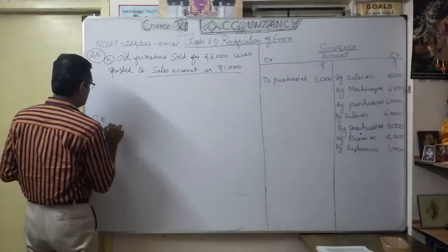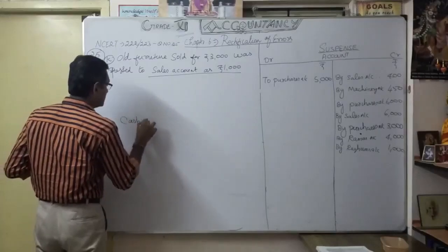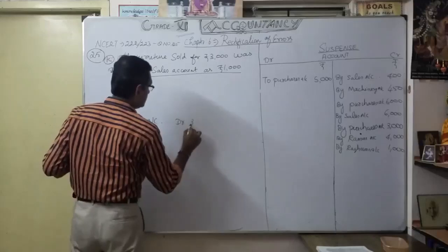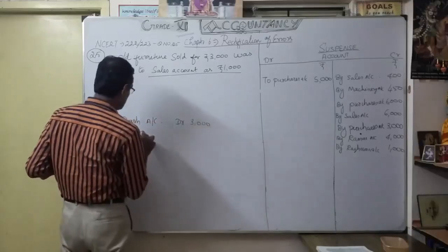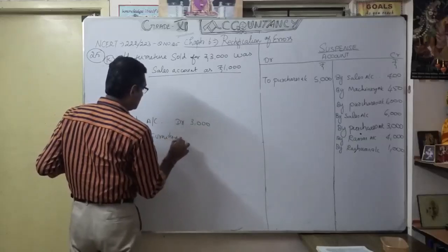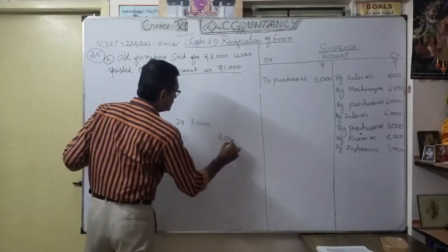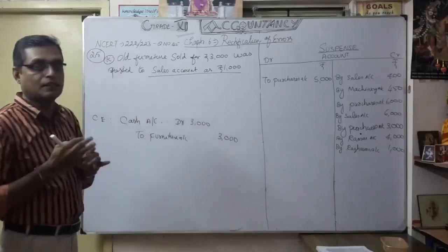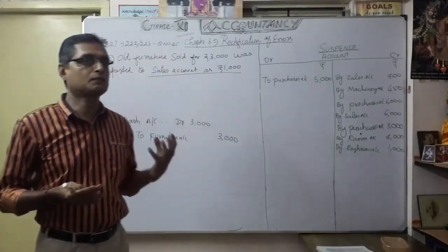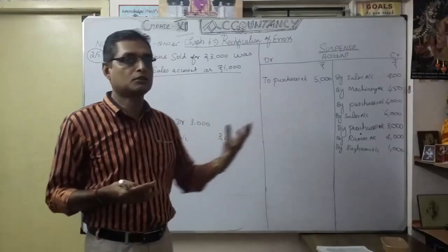So what happened? Got money, isn't it? Cash account debtor. How much? 3,000. Okay. To furniture account, isn't it? Furniture account, because furniture goes out. So both coming under real account, debit what comes in, credit what goes out. So whatever cash comes in, our old furniture sold out. That's what the correct entry.